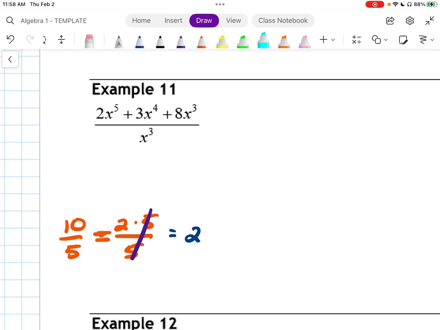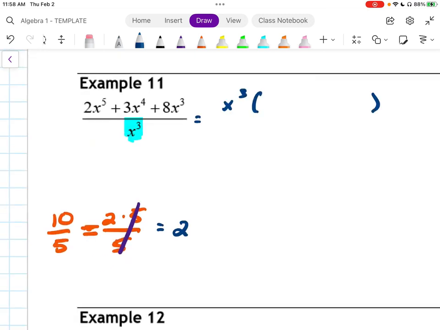So I look at my denominator, I see it's an x cubed. So I'm going to try to factor an x cubed out of the top. Right, and factoring is just undoing the distributive property. So in my first term, 2x to the 5th, if I undo distribute an x cubed, I'd be left with 2x squared. Right, and I can check myself. If I distribute that back, I'd be back with an exponent of 5, so I'm good.